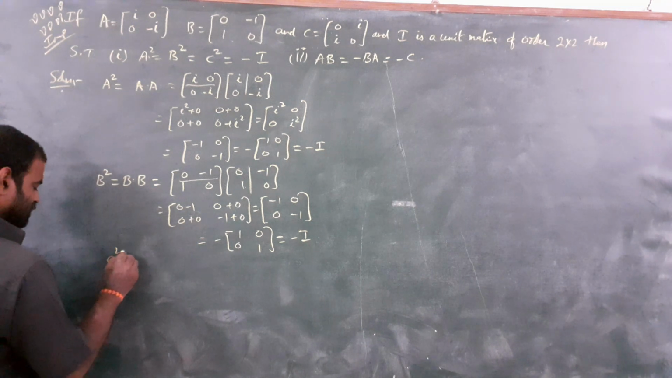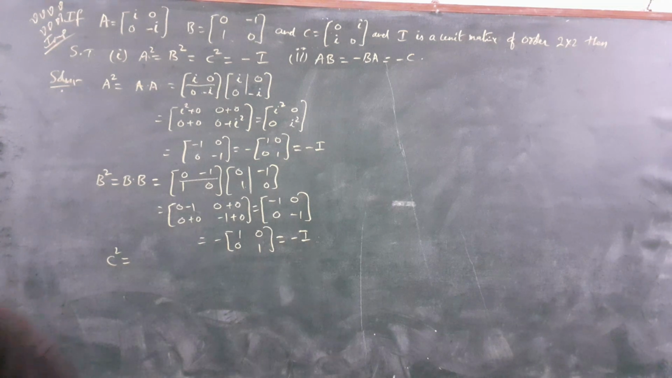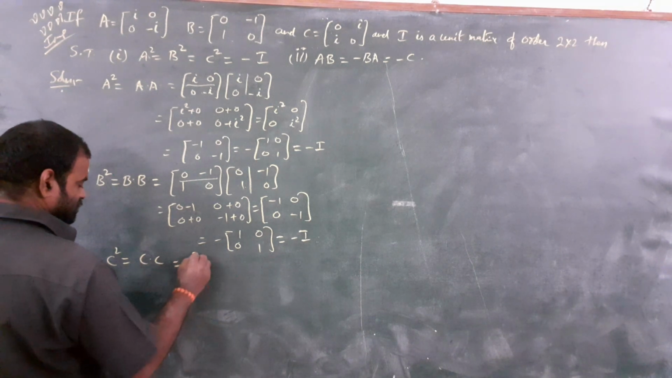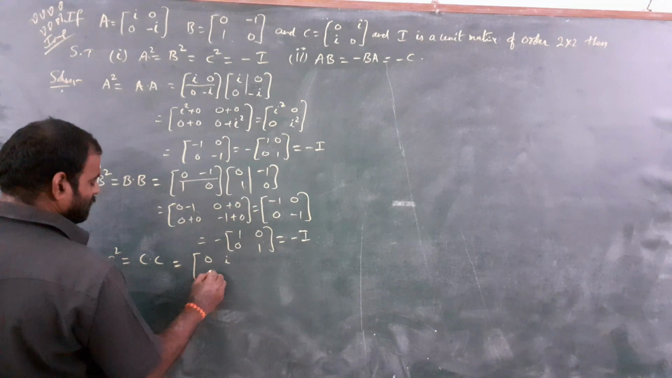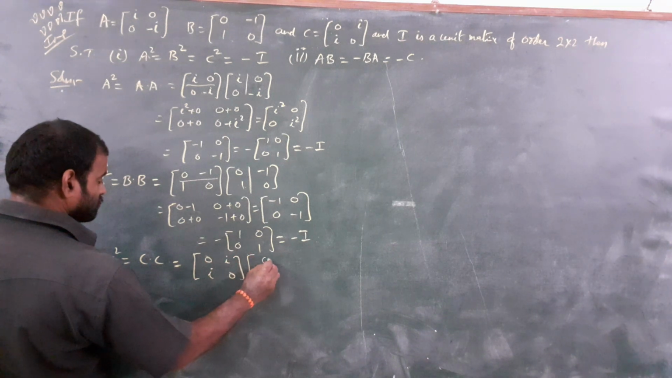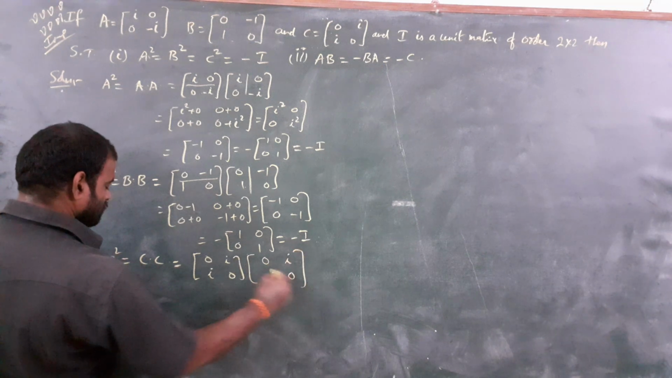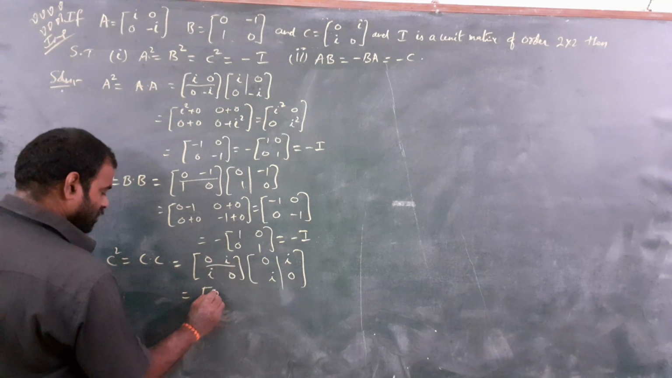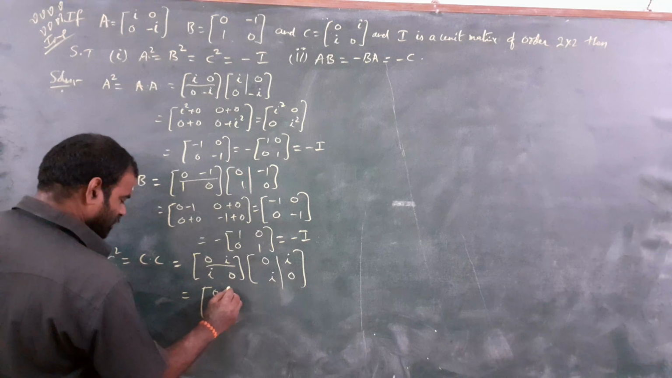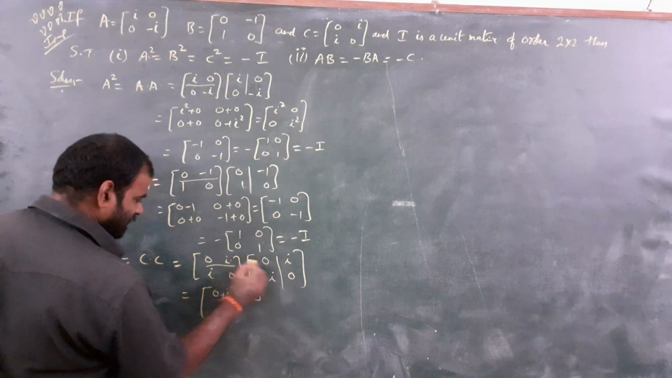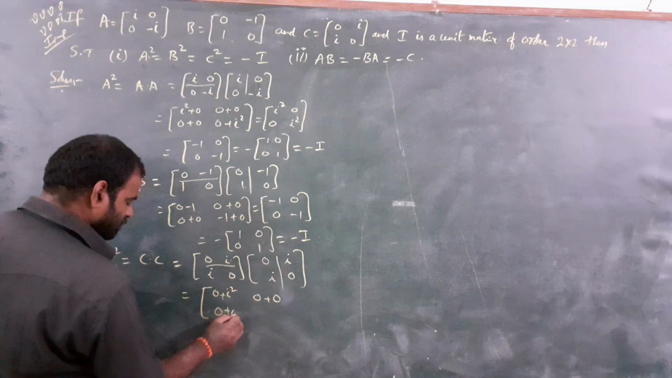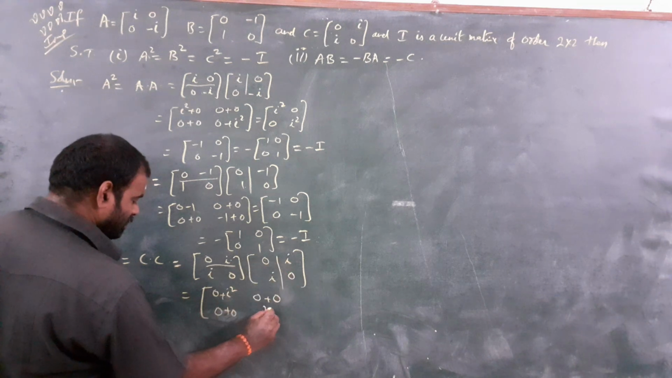Now you are going to find C square. C square means it is nothing but C into C. So which is equals to what is C? [0, i; i, 0] into [0, i; i, 0]. So this row, this column, you have to multiply. 0 into 0, 0 plus I into I square. Again 0 into I, 0, I into 0, 0. I into 0, 0, 0 into I, 0. Again I into I square plus 0.